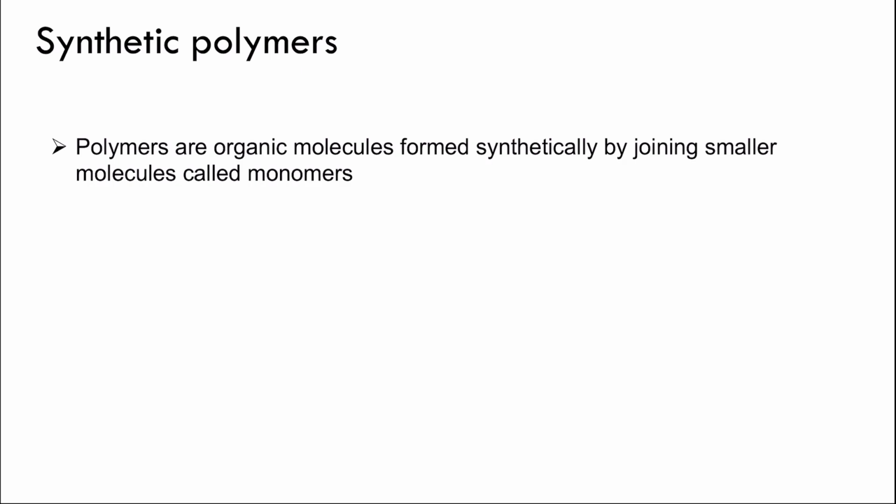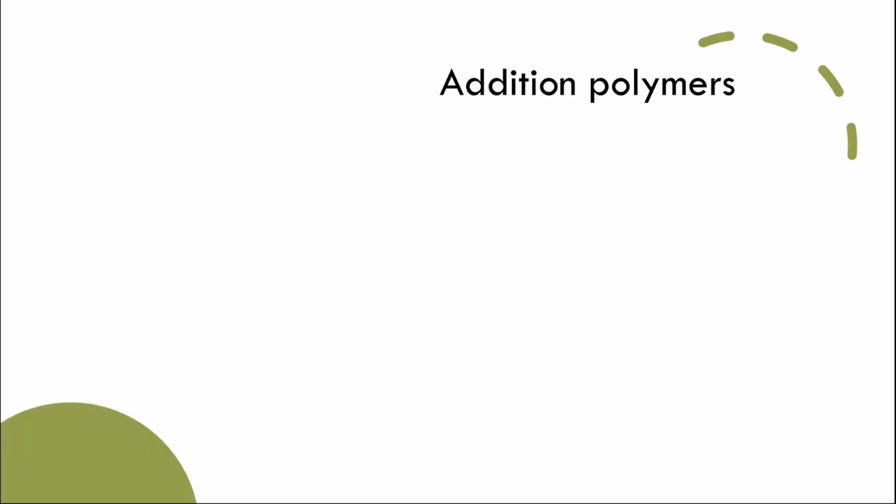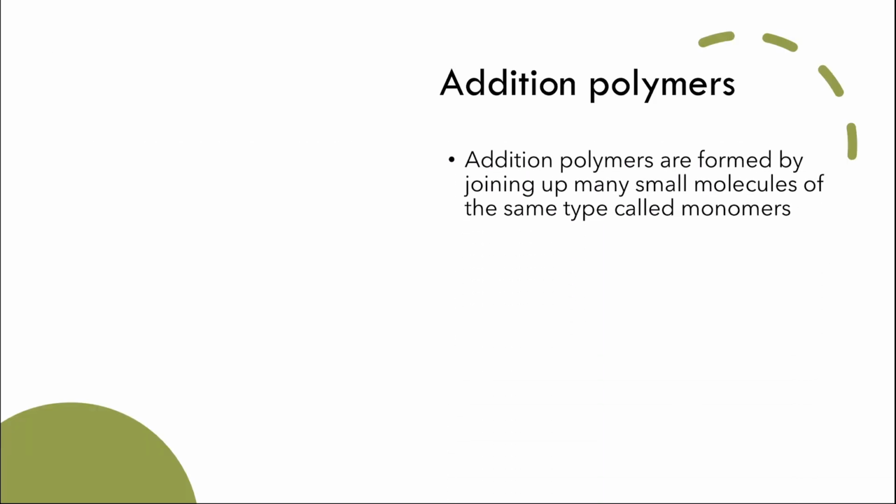Addition polymers. Synthetic polymers are organic molecules that are formed synthetically by joining smaller molecules called monomers. There are two types of synthetic polymers, which are addition polymers and condensation polymers. So what are addition polymers? Addition polymers are formed by joining up many small molecules of the same type called monomers.